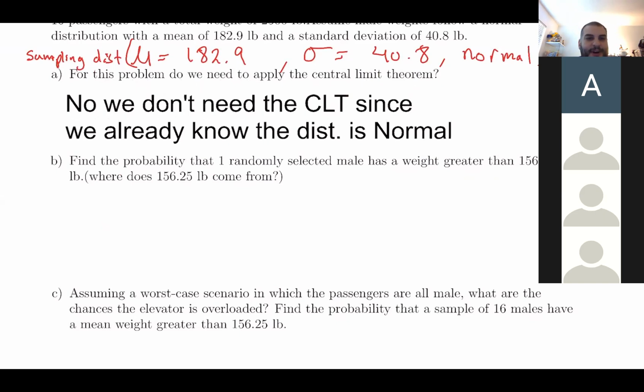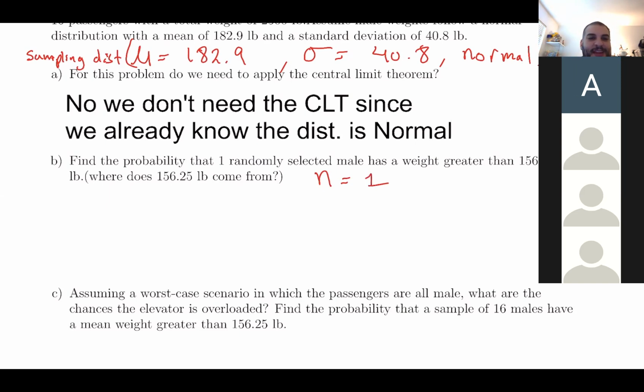All right, and that's it for part A. Everybody go for part A? Yes. Okay, let's do part B. For part B, it says find the probability that one randomly selected male has a weight greater than 156.25 pounds. How many males are we randomly selecting? One. Perfect. One.